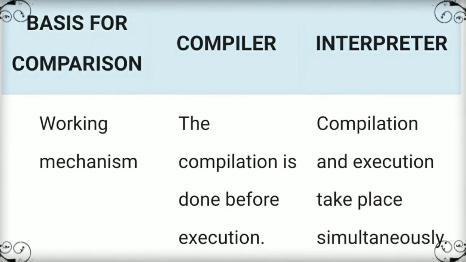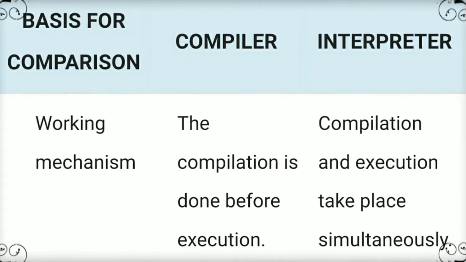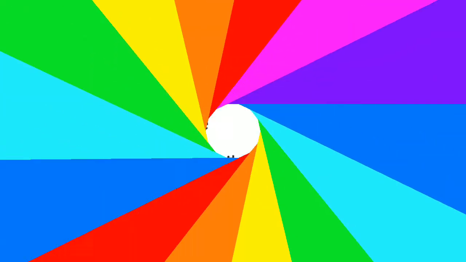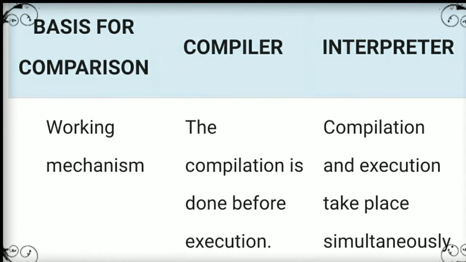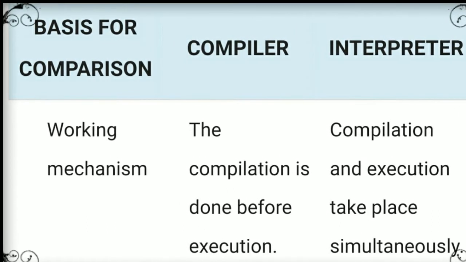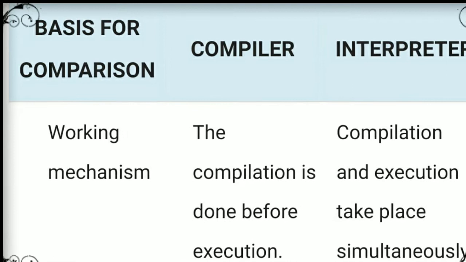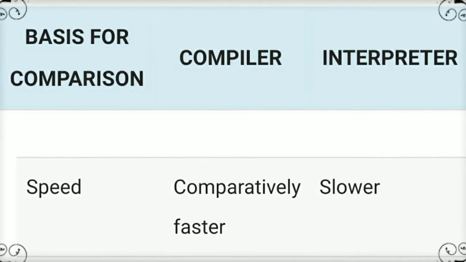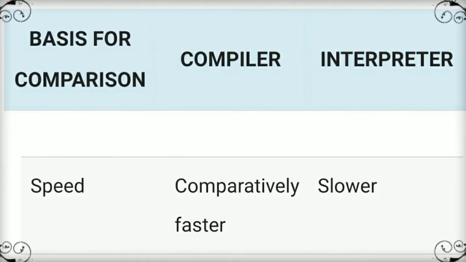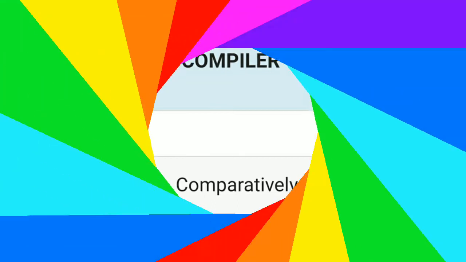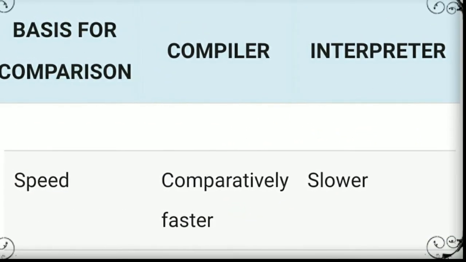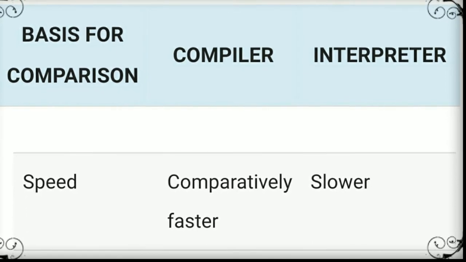In the compiler, the compilation is done before the execution, but in the interpreter, the compilation and execution take place simultaneously. Firstly, the compilation gets completed and then it goes for the execution, but in the interpreter, the compilation and execution take place parallelly. To the fourth comparison, that is the speed. The compiler is comparatively faster and the interpreter is comparatively slower, because the compiler takes an entire program at a single time and compiles it, whereas an interpreter goes line by line.